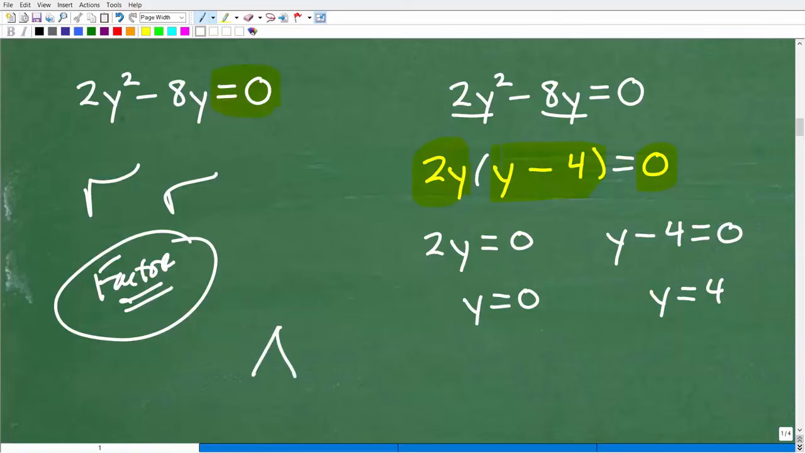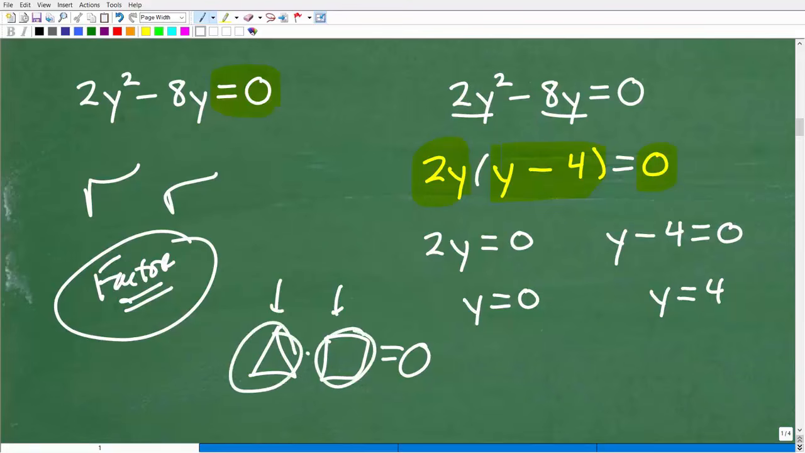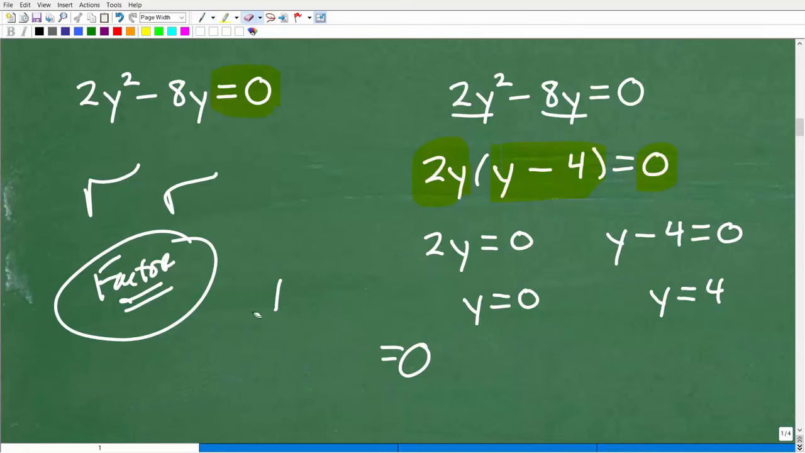So if I said, hey, listen, I got two numbers and I multiply them together and the answer is 0, what do I know about this one? It's impossible to get an answer equal to 0 if you're multiplying. This has to be 0, or this has to be 0, or both have to be 0, okay? So we call this the zero product property.